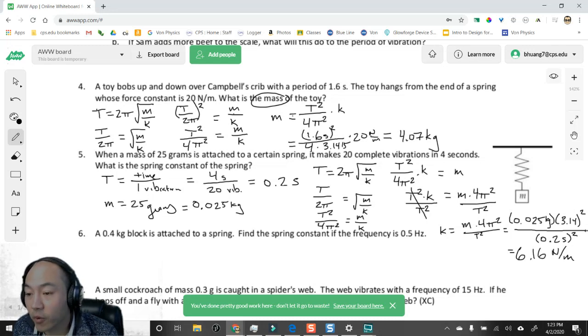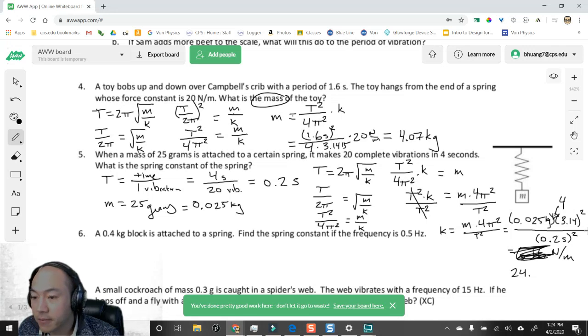Oh, I forgot the 4. That's what I'm missing. I'm missing a 4 here. Ooh, look at that. There's a 4. So this is 4 times this. So this is wrong. The actual answer should be 24.7 newtons per meter. And let me just double check the one above.